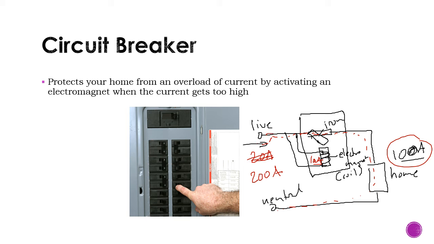What happens is that this current first passes through the electromagnet. If it's over 100, and it is, the electromagnet activates. And because it's a magnet, it attracts the switch and pulls it down. Meaning it opens the switch. It opens the switch. This is no longer there. So there is no current. There is no current that's going to reach your home. And that's what happens when the switch triggers or flips. No current reaches your home.